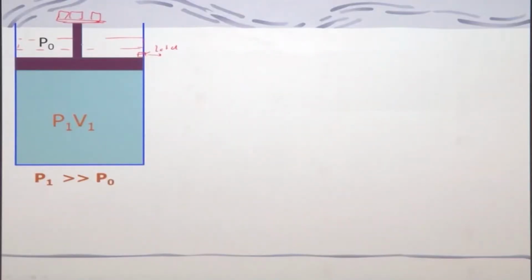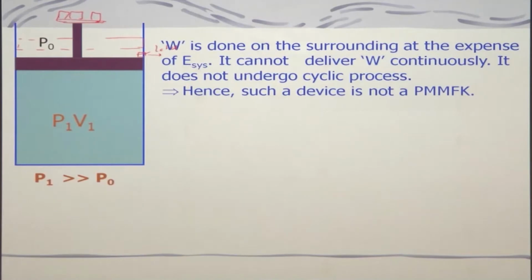Actually it is not, because it is not a cyclic process, and this process will go on till it reaches equilibrium with P naught. P1 goes on decreasing till P naught. That means the energy is stored here, and that is being expanded and converted into work. After that you cannot really come back to the original position. So, therefore, such a device is not a perpetual motion machine of the first kind.